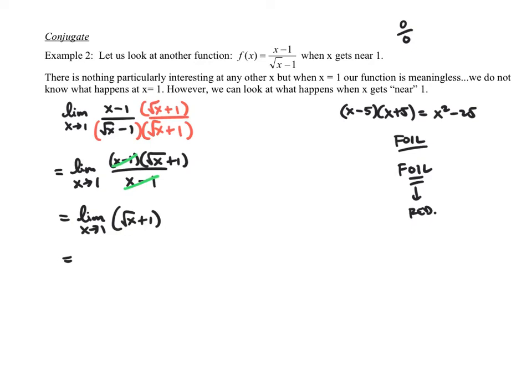And to be honest with you, the worst case is that it equals 0, but it doesn't. So I'd get the square root of 1 plus 1, which means that this limit is equal to 2. Therefore, the limit as x approaches 1 of (x minus 1) over (square root of x minus 1) ends up equaling 2. All right, let's move on to our third method.